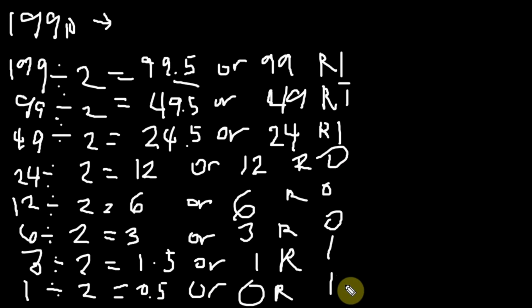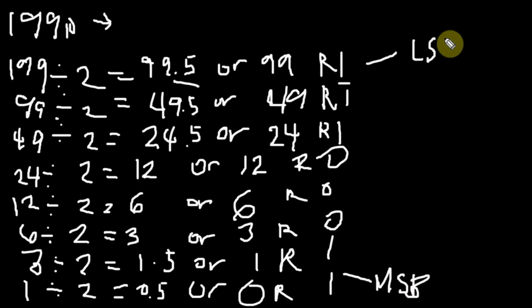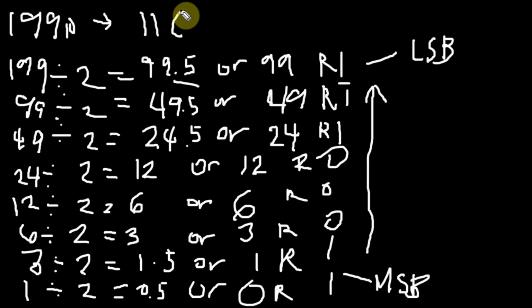Now from here you need to arrange the numbers from the most significant bit to the least significant bit, or read it from bottom to top, which gives us 1 1 0 0 0 1 1 1 base 2. And that is how we convert decimal to binary in this method.